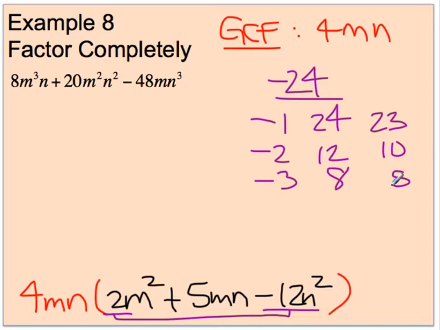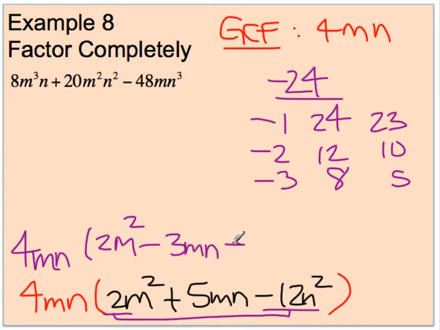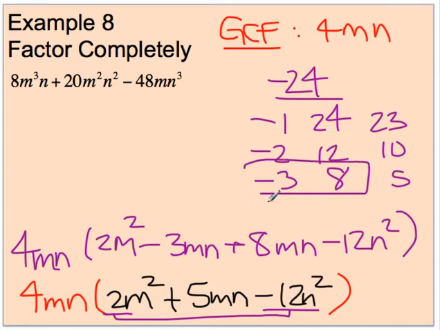So we're going to work our way up now. We keep the 4m times n. And we're going to break that middle term apart. We have 2m squared minus 3mn plus 8mn minus 12n squared. So I've used these numbers to break apart this middle term. And I'm working my way up.